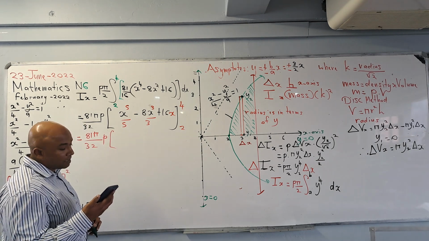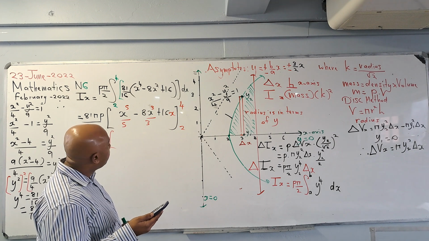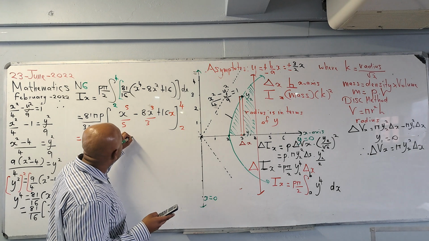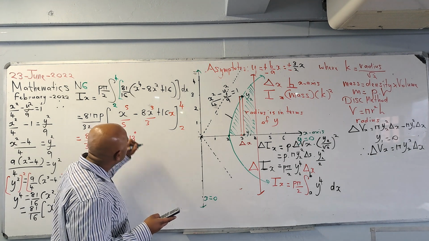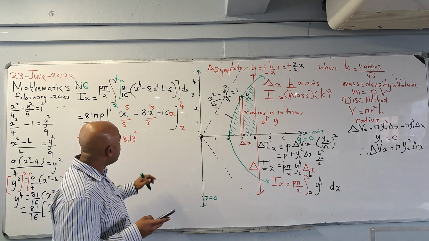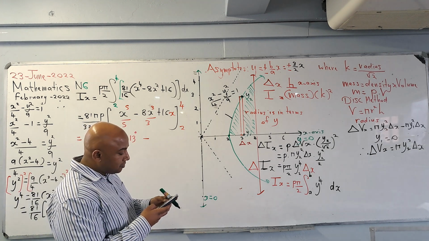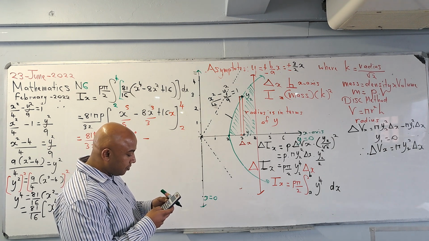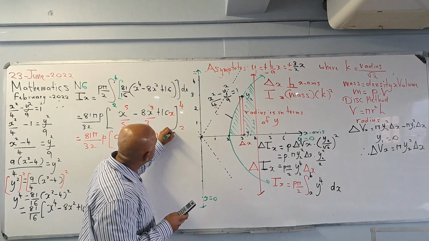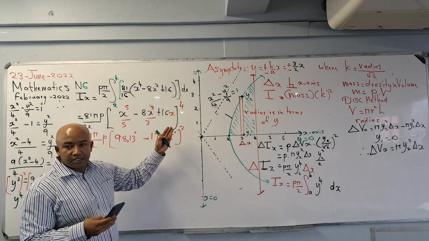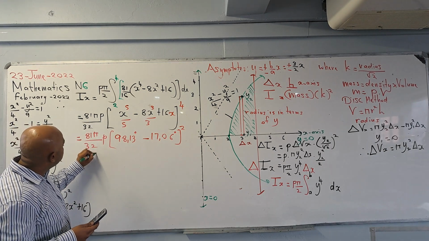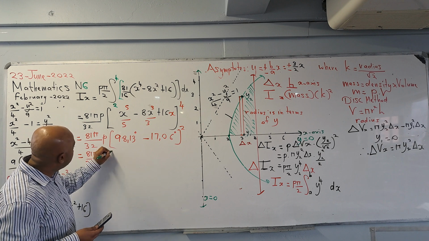Alright, so I substituted 4 first, and I got 98. Come, just double check, 1, 3 with a dot means recurring 3. Minus, substitute 2, I get 17.06 with recurring, that means 6, carry on. So that's 81 pi over 32 p.